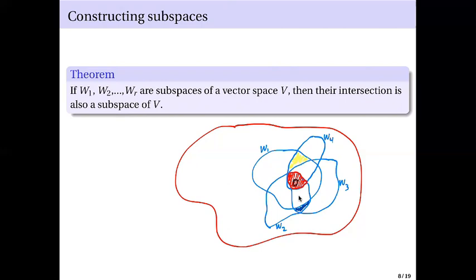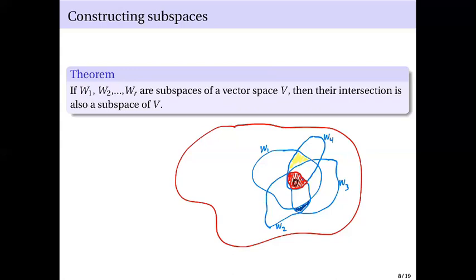Like here we have four subspaces, so the intersection of all of them will also be a subspace of V. So it really depends on how many subspaces are given.